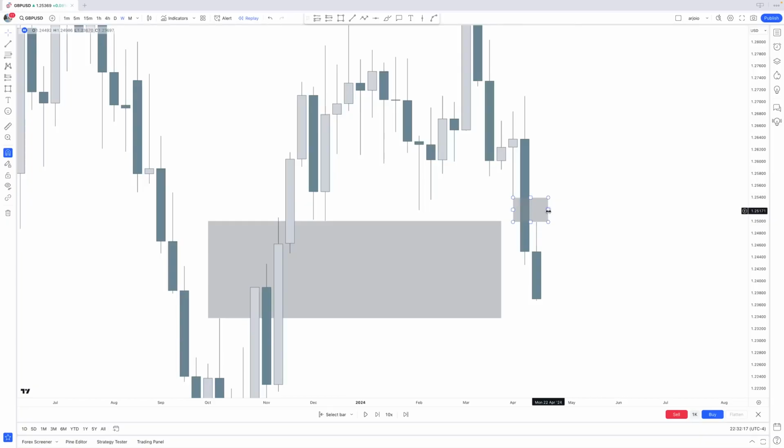Mark out those fair value gaps and see how we deliver towards those fair value gaps. The draw on liquidity leads to that direction. The draw on liquidity being that weekly fair value gap right there, that is where we can potentially head towards. That leads to the understanding of a potential direction. So we can potentially head higher for a little bit, at least until we reach that weekly fair value gap.